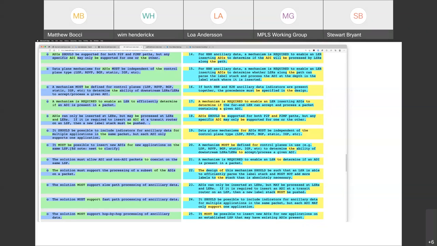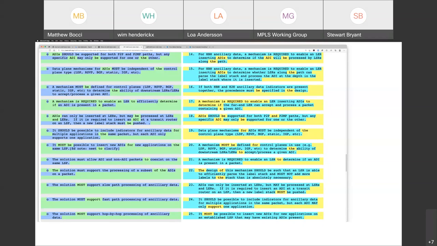One question on this requirement, number 17, Matthew, is do I need to process, let's say I'm an egress LER that's supposed to be disposing of the additional data that needs to be carried for the ADI? Do I need to be able to process it or just dispose of the data, meaning from the packet? Is that required, to be able to process the ADI? And keep in mind that we are talking about multiple ADIs in one blob of metadata.